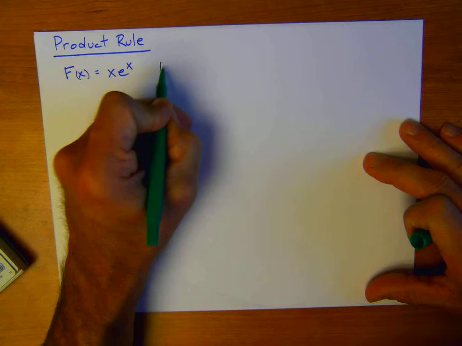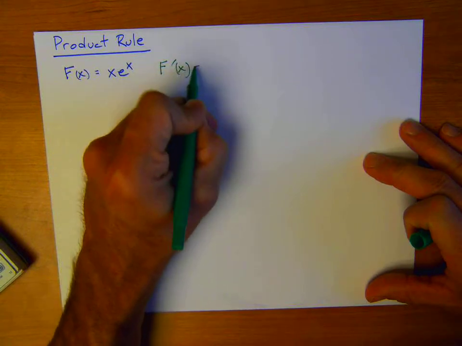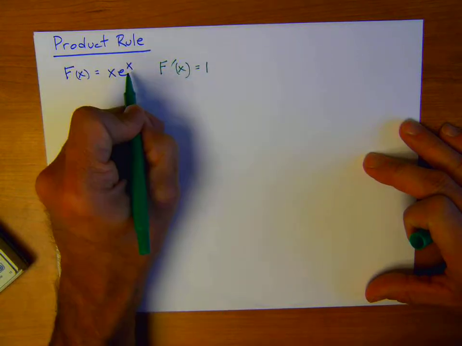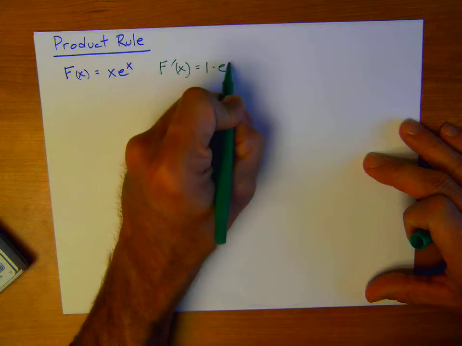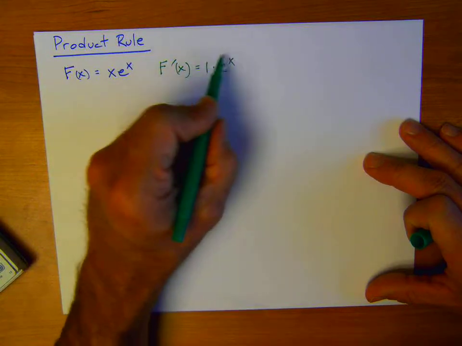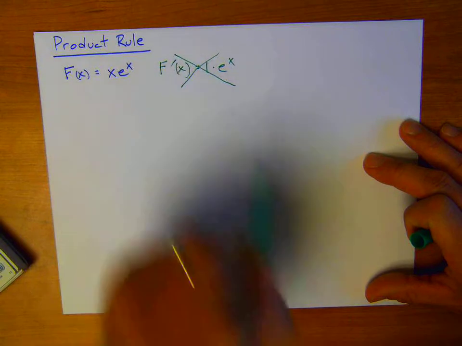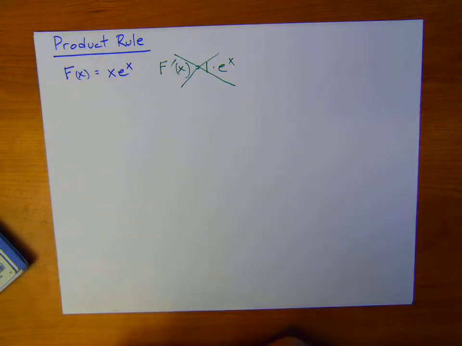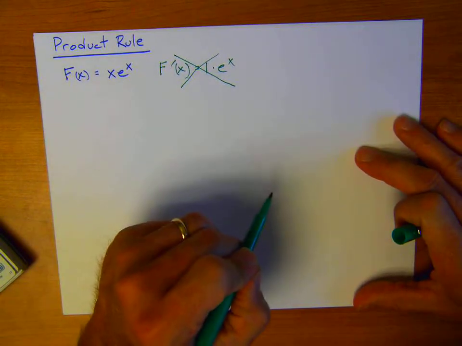Here's the temptation. We want to say that f prime is the derivative of x, which is 1, times the derivative of e to the x, which is e to the x. That is not how it works. All right. One way to see why that fails.